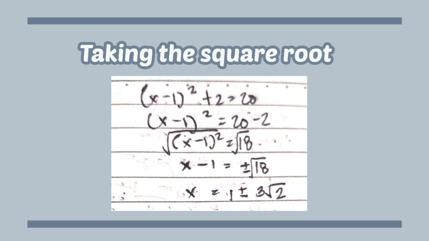For example, the quantity x minus 1 squared plus 2 equals 20. We can isolate the square part by putting it on one side of the equation. So we transpose 2 to the right side, making 20 minus 2 equal 18. Then, we can take the square roots of both sides of the equation. We're going to get x minus 1 equals plus or minus the square root of 18. And since 18 has a perfect square factor, we can simplify that to 3 square root of 2. Now, the final answer will be 1 plus or minus 3 square root of 2.